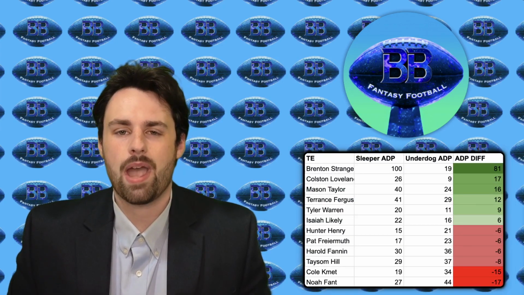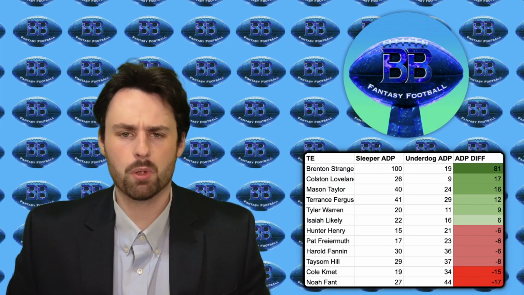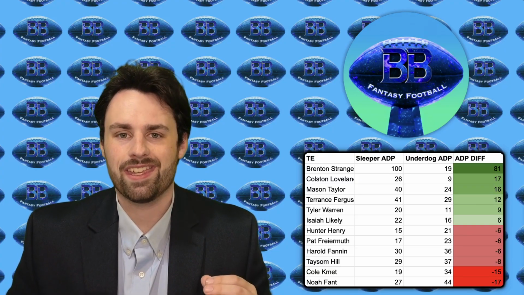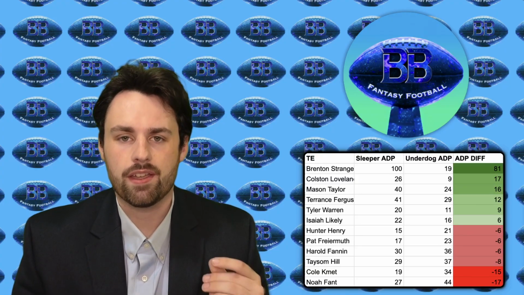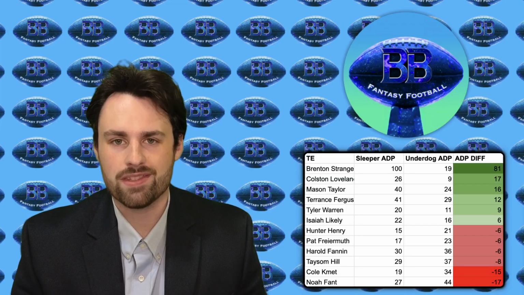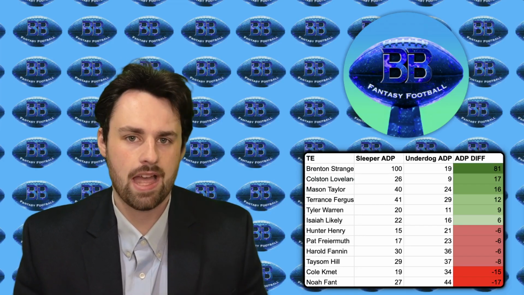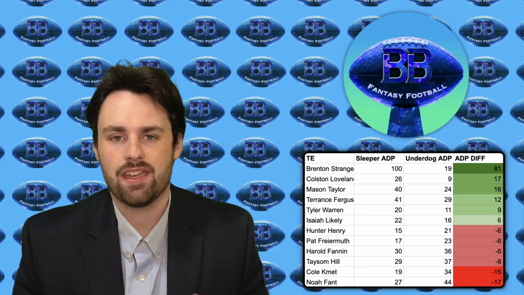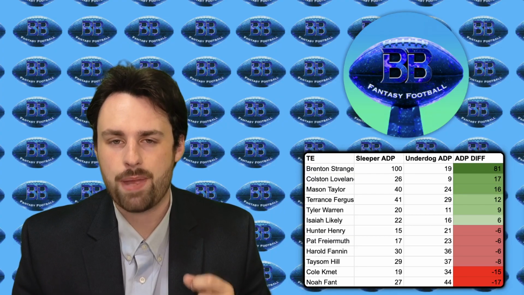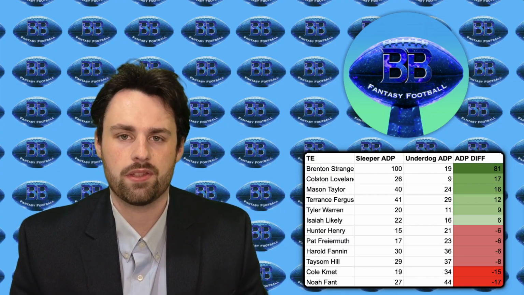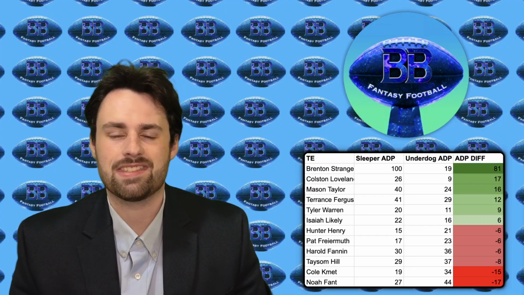Now, moving on to our tight ends. Number 1 guy, someone who is a value on everything other than Underdog, is going to be Brenton Strange. If you don't know who Brenton Strange is, absolutely makes sense. He is a young tight end out of Penn State, got drafted in the 2nd round 2 years ago, the same year that Luke Musgrave and Sam LaPorta came out.